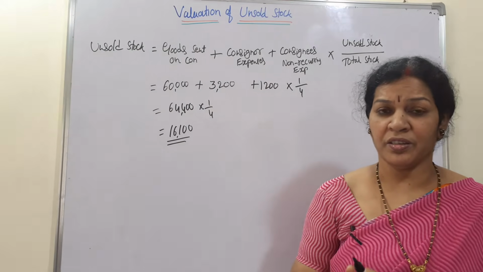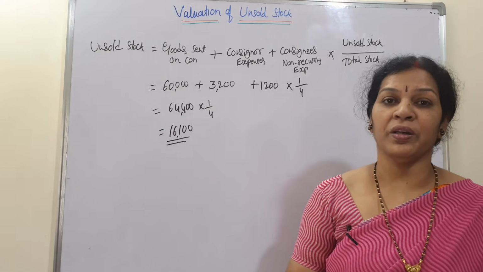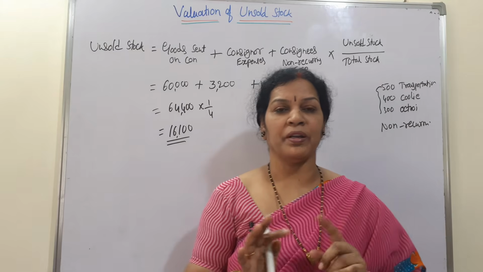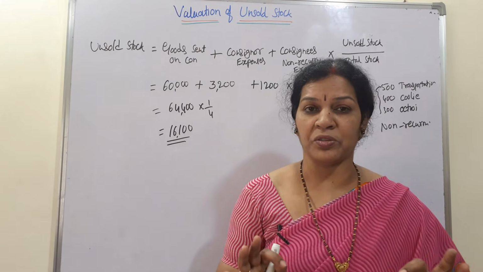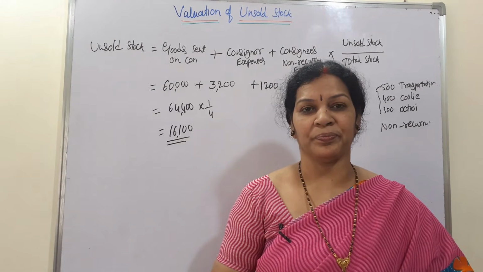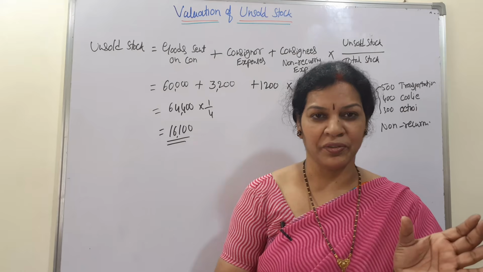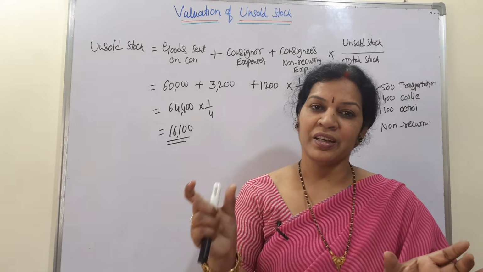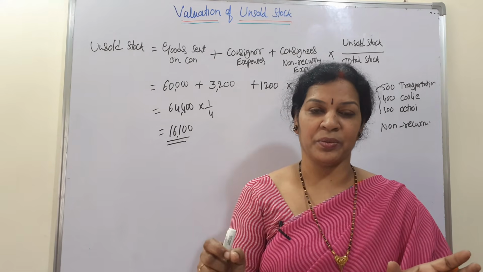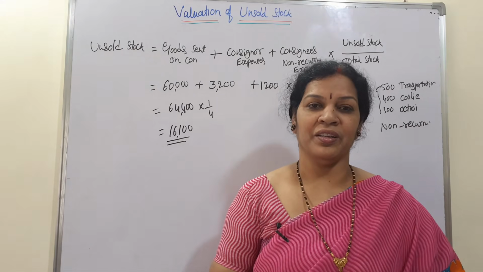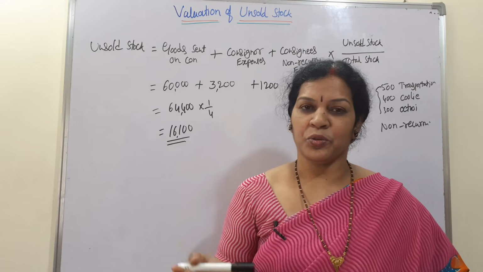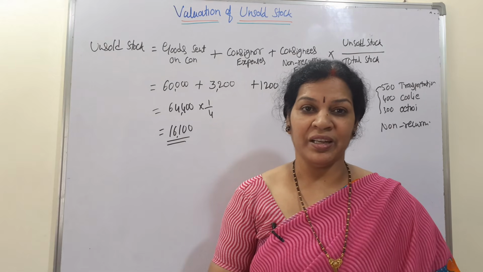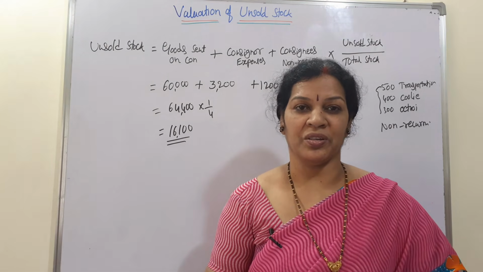Hope it is clear. If you are clear, then only we can go for further problems. Make sure today how to calculate unsold stock. Forever in your life you cannot forget calculation of unsold stock with today's class. Unsold stock means we'll take first goods sent on consignment plus the consignor's all expenses, consignee's only non-recurring expenses, into unsold by sold out. That's all. So with this you came to know how to calculate. In the coming classes we'll see lengthy problems related to unsold stock.